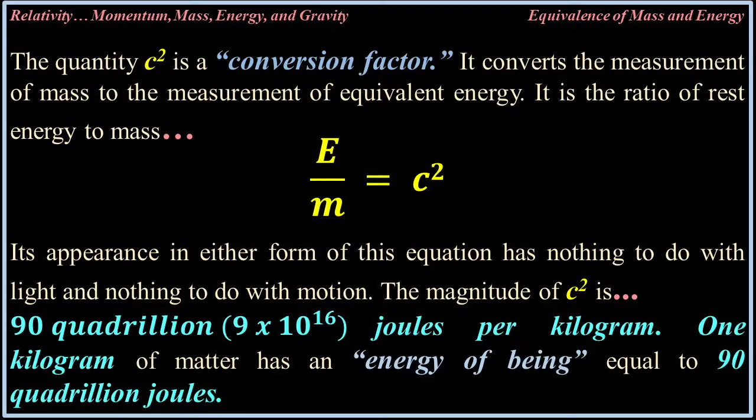It is the ratio of rest energy to mass: E over m equals c squared. Its appearance in either form of this equation has nothing to do with light and nothing to do with motion. The magnitude of c squared is 90 quadrillion, or 9 times 10 to the 16th joules per kilogram. 1 kilogram of matter has an energy of being equal to 90 quadrillion joules.